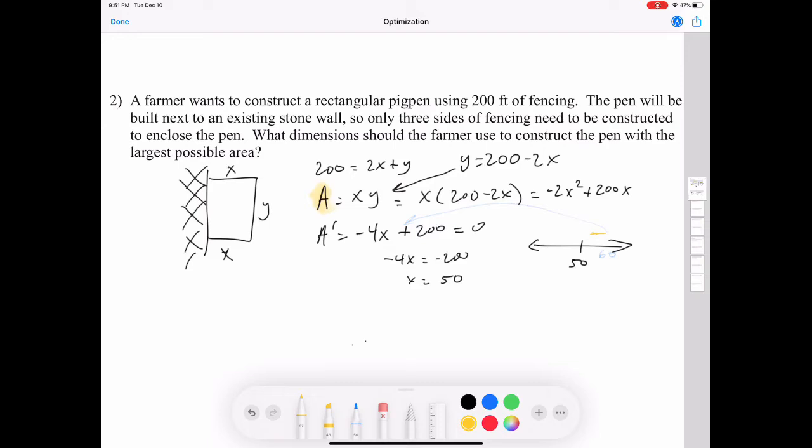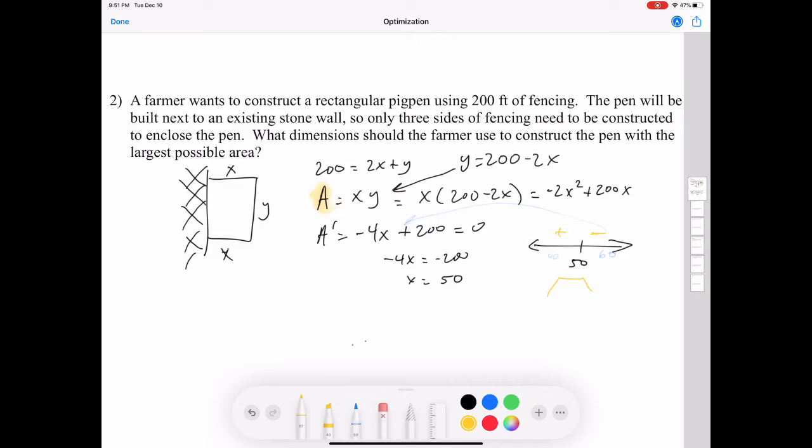If I plug in a number on my left side of 50, let's say 40, our derivative is now more positive, and you can tell the sign goes from positive to negative, so that's going to be a maximum, because we go from increasing to decreasing at that critical point.